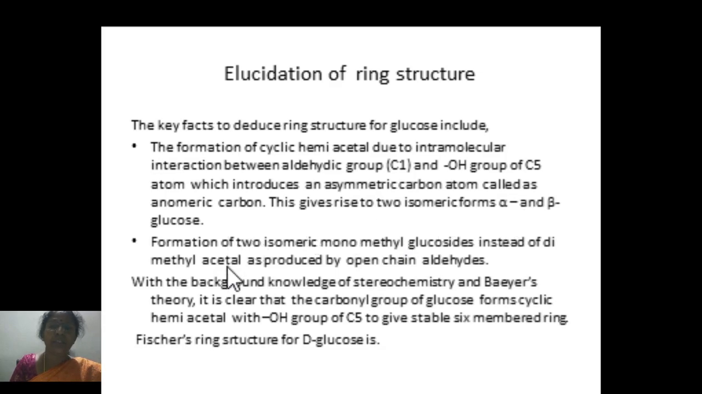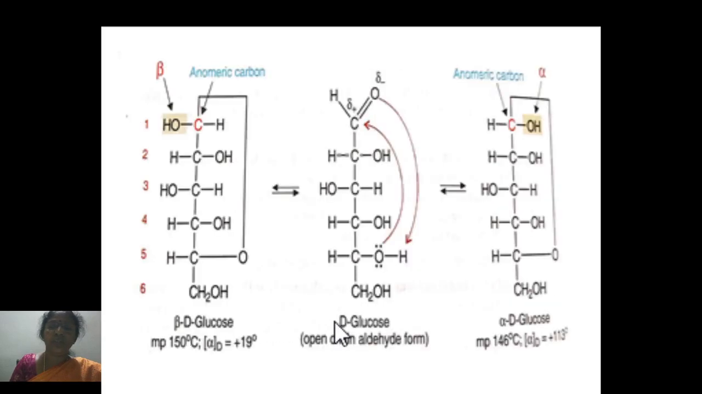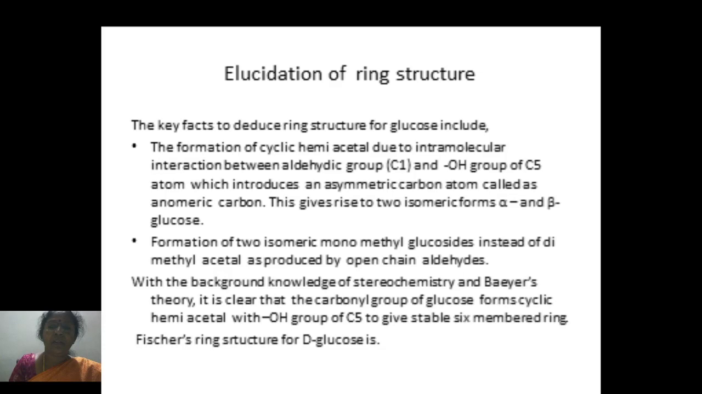Second fact is formation of two isomeric monomethyl glucosides. When the open chain aldehydes react with methyl alcohol, they form usually dimethyl acetal, whereas glucose produces two isomeric monomethyl glucosides. So this shows that the carbonyl group of glucose forms cyclic hemiacetal with hydroxyl group of C5 to give a stable 6-membered ring.